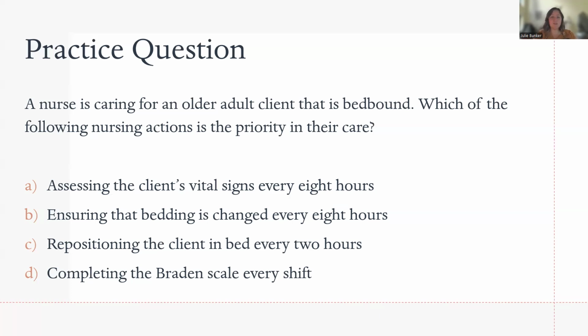It's going to give you good information about how at risk they are, but we know they're at risk. They're bedbound. We know they're at risk. So, vitals every 8 hours and bedding changed every 8 hours. Important. We need the assessment data. We want to make them comfortable. Every 8 hours for a bed change is pretty often. Are they incontinent? Anyways, long story short, yes, repositioning.